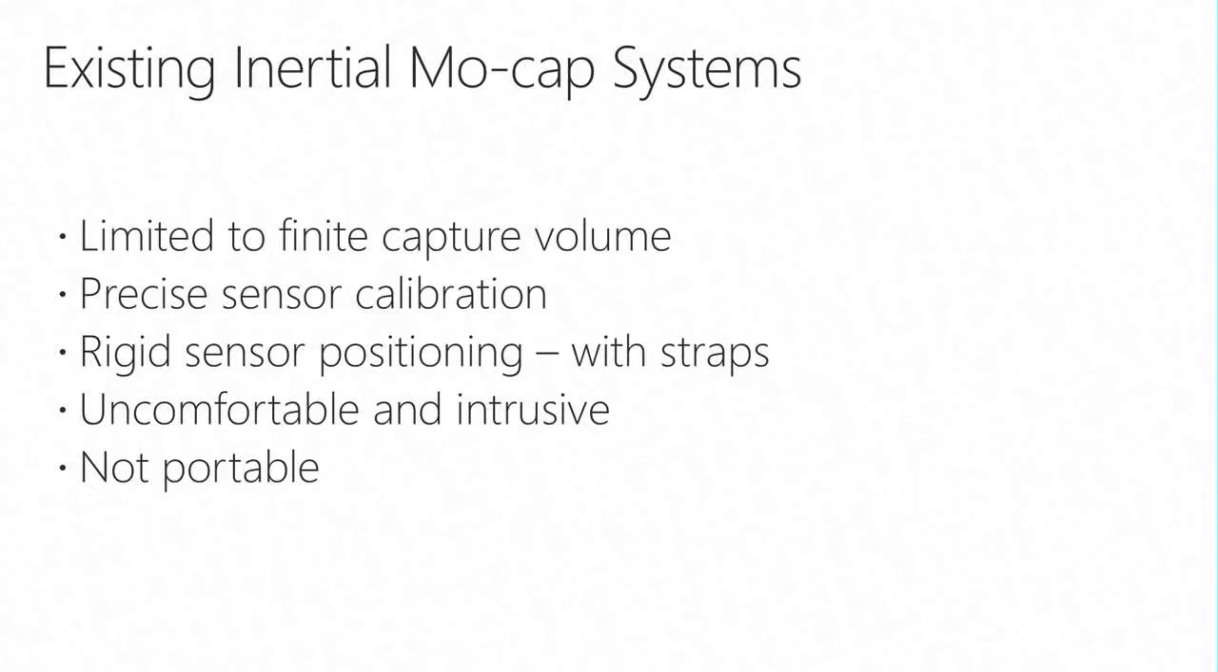So for the existing MOCAP systems, especially inertial MOCAP systems, what are the problems? Usually those systems are limited to a very finite capture volume. So it's in a studio. You cannot bring that outside of the studio. And it needs very precise sensor calibration. You need to position the sensor at a good position, and then you need to calibrate it with respect to your body frame. Since we have already calibrated the sensor, we need the position of the sensor to be invariant along the whole motion process.